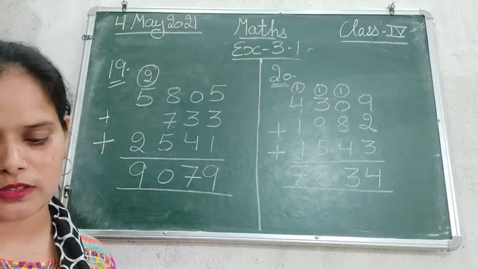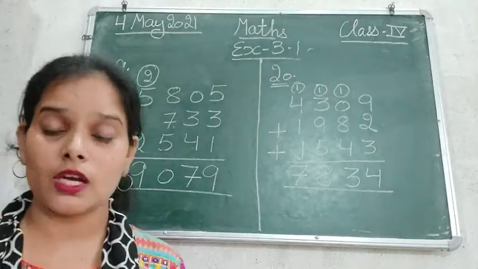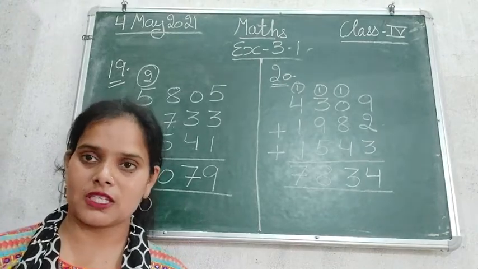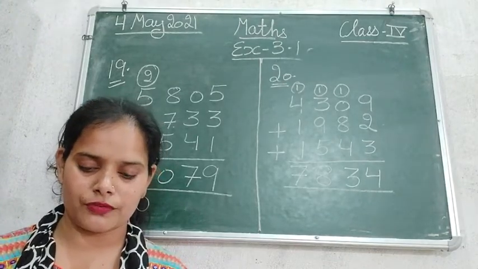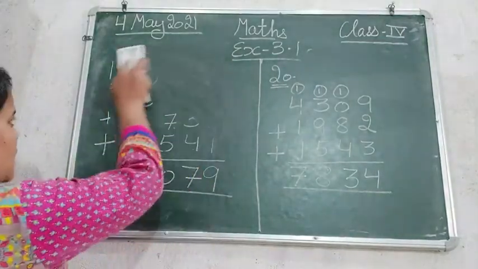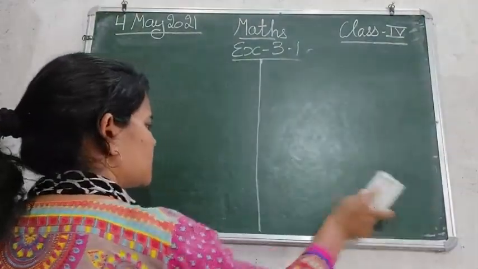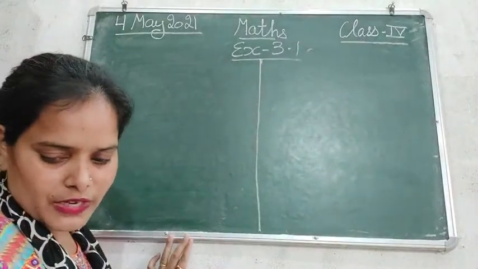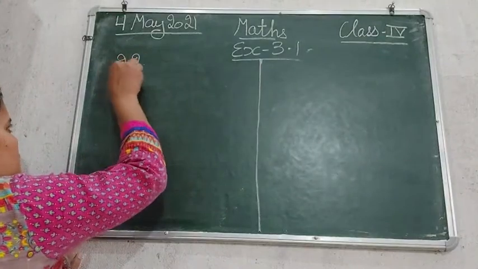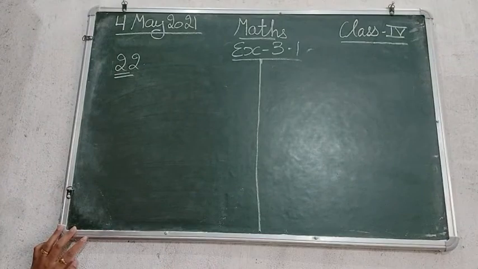So let's do question number 22. देखिए here before this we were adding 4 digit number, 3 digit numbers. So now we will do the addition of 5 digit number. Okay, so let's do the addition of 5 digit number. This is addition of 5 digit number. So addition of 5 digit number is starting from question number 22. 22 question is addition of 5 digit number.